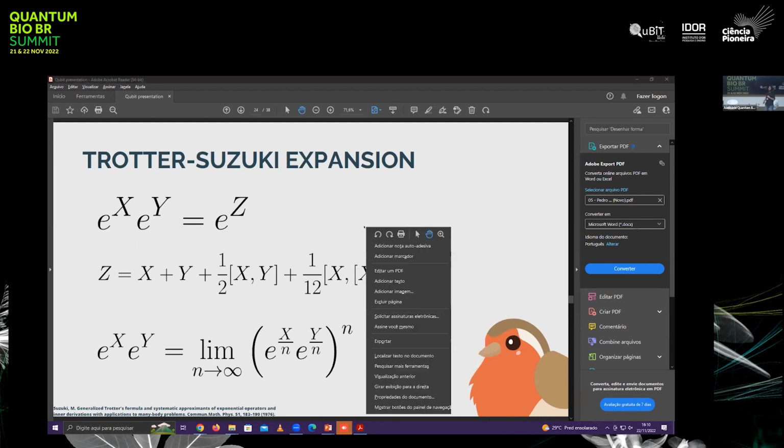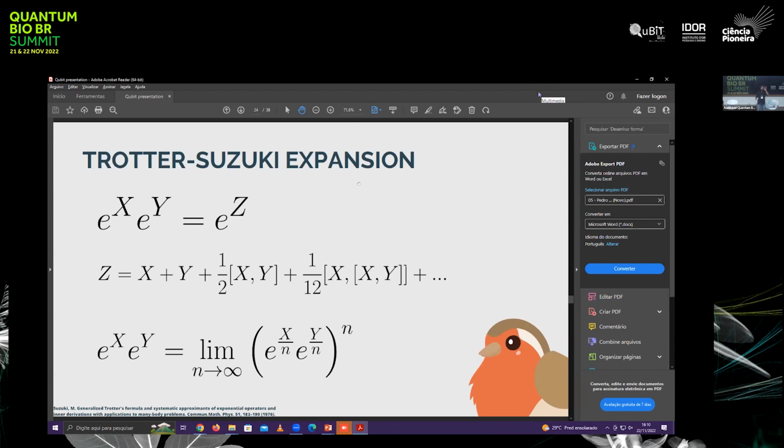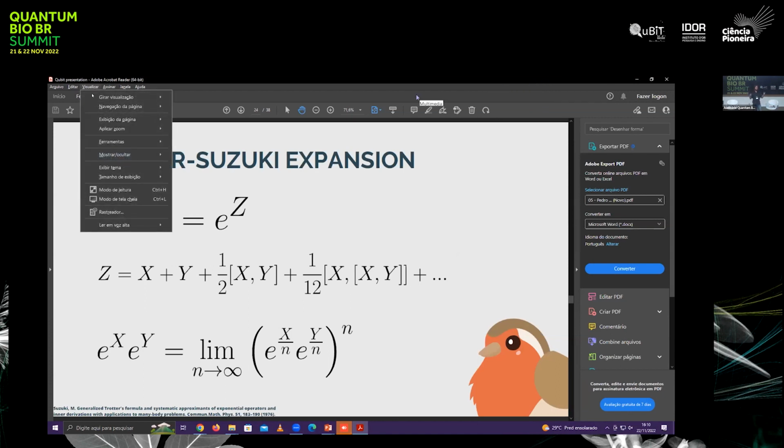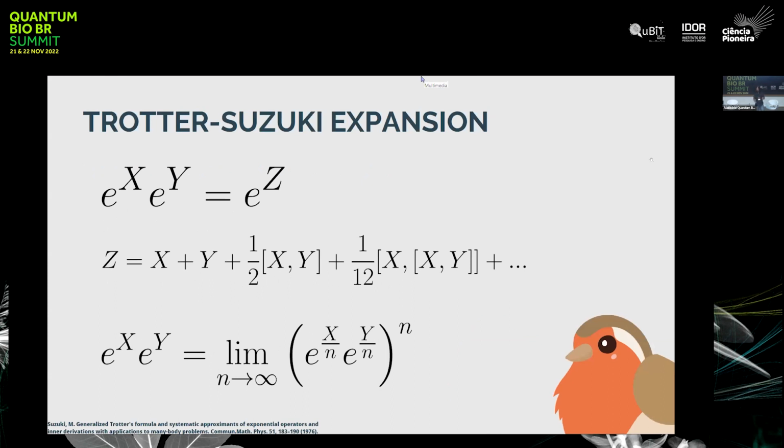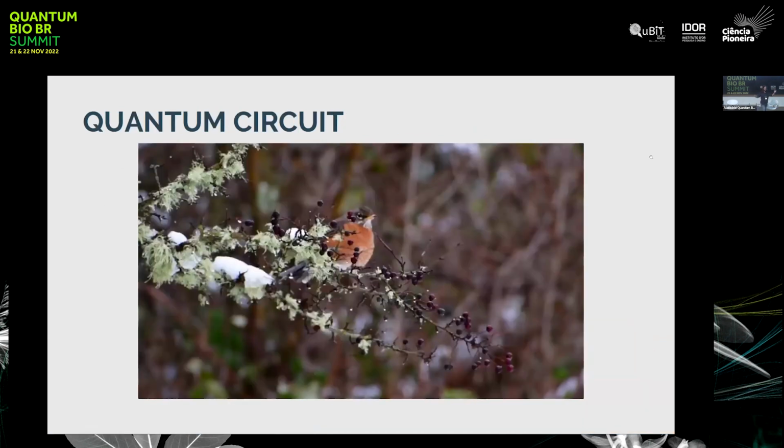So that's basically it. We're changing two big rotations to an infinite number, or a big enough number, of very small rotations. Okay, now that we have these two, the commutation problem is fixed, and we can see the quantum circuit.